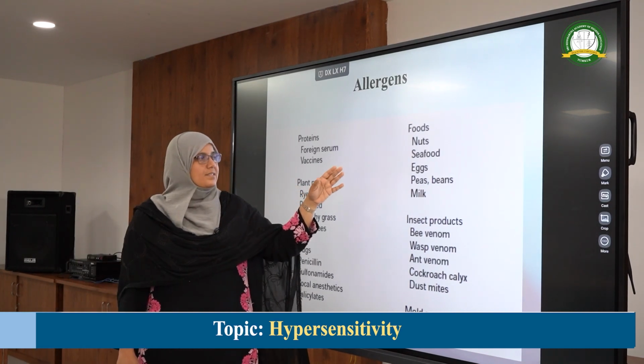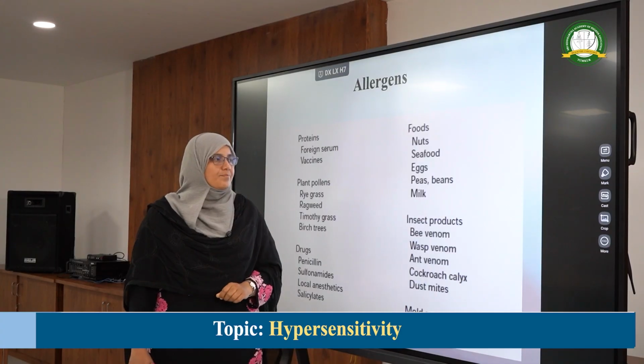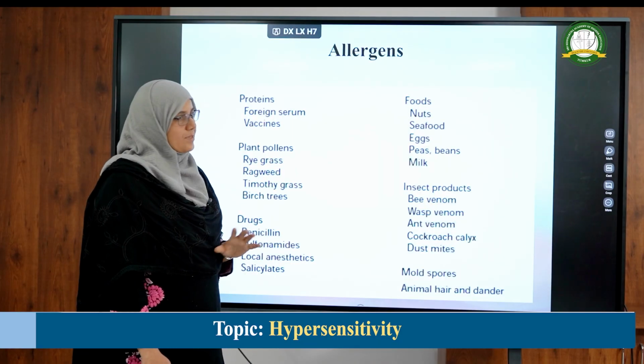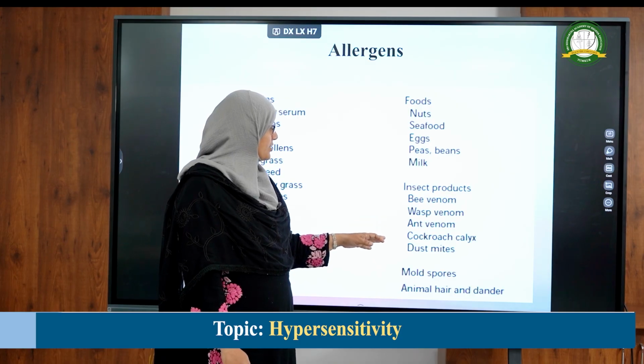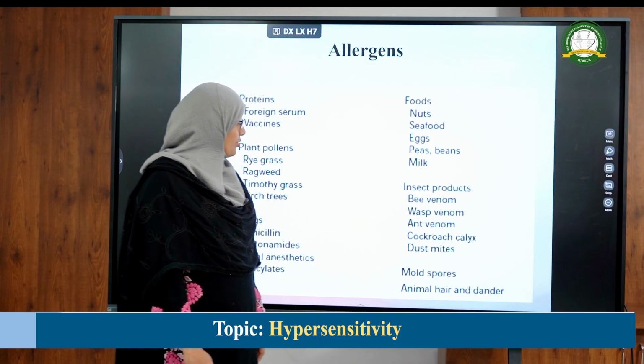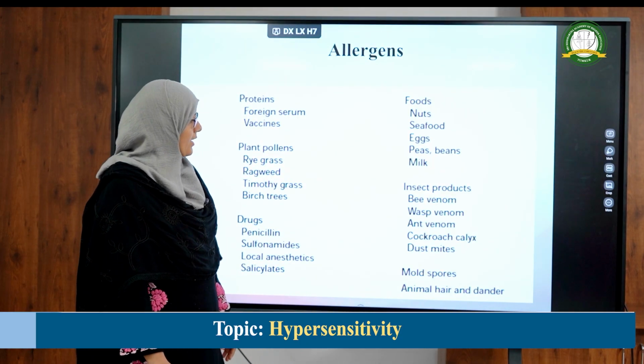Foods such as nuts, seafood, eggs, peas, beans and milk. Some insect products like bee venom, wasp venom, ant venom, cockroach calyx, dust mites and mold spores, animal hair and dander.